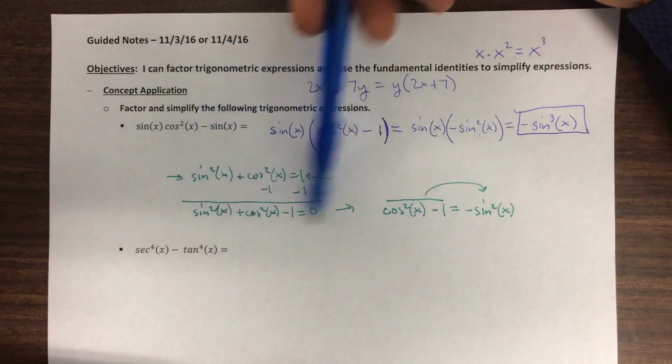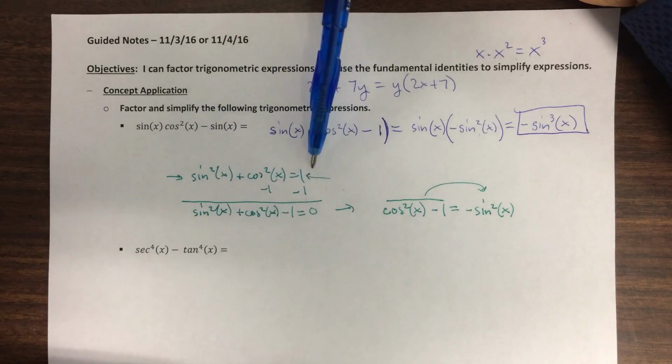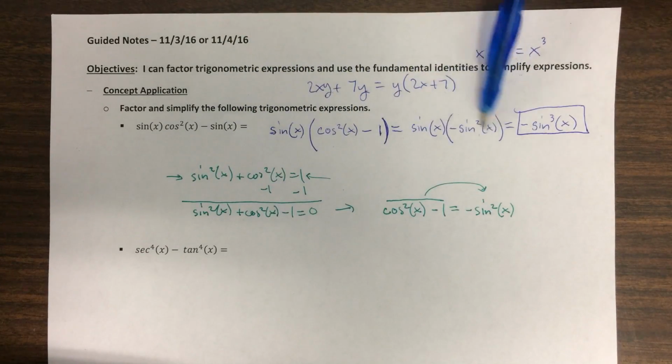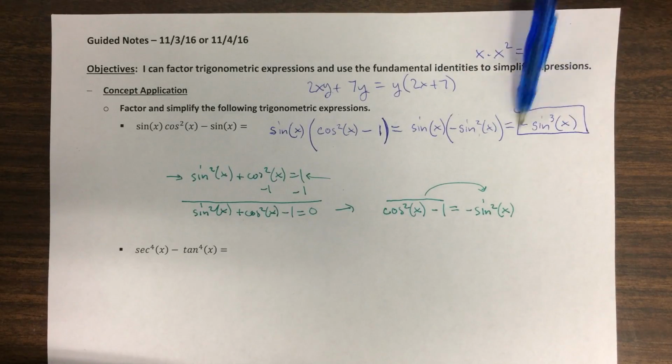From here, we can manipulate this identity. If we manipulate this identity, we find that cosine squared minus 1 is negative sine squared. We can replace that there, multiply, end up with negative sine to the third.